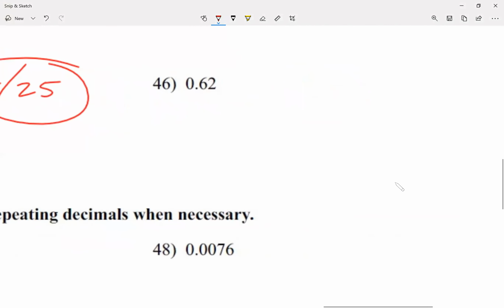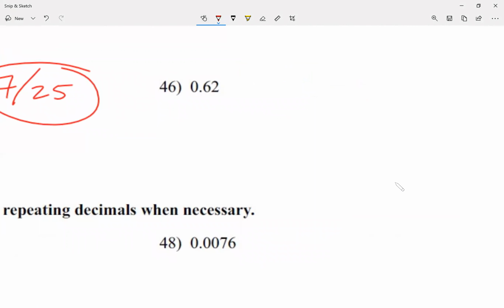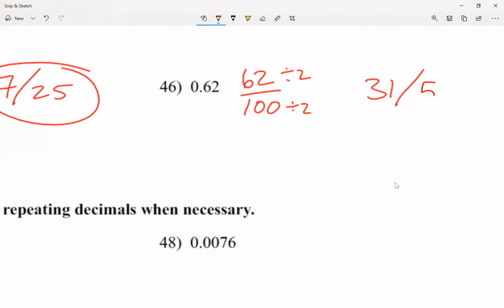Looking at number 46, I'm going to write this as 62 over 100. Okay, I got to simplify. I see they're both even numbers, and I know all even numbers are divisible by 2. So let's start with that. Let's see if I can make this smaller. I'm going to divide everything by 2. So that gives me 31 over 50.